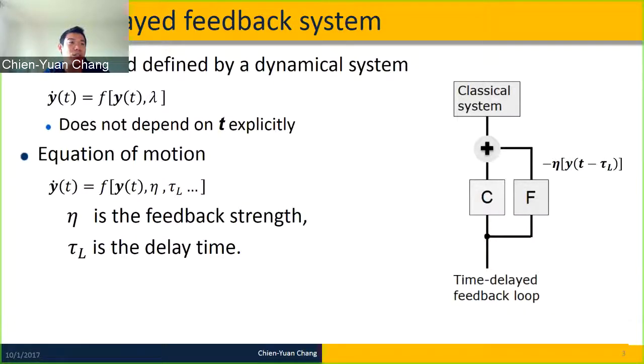This is the equation of motion. Instead of just the original experimental parameters, because we have feedback, we'll have the delay time, we have the feedback strength, and other things included in the study of the equation of motion.